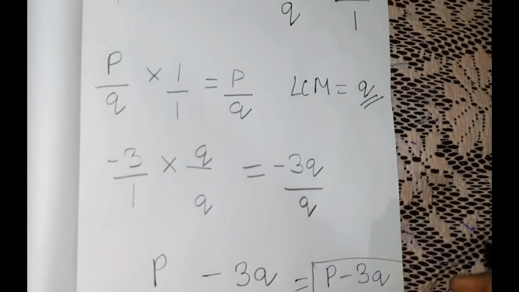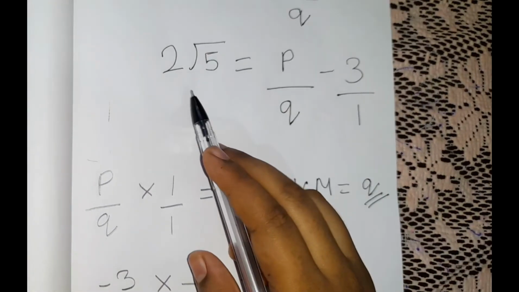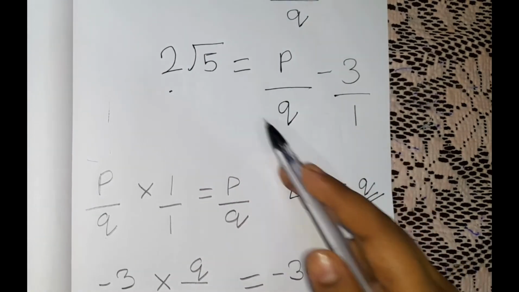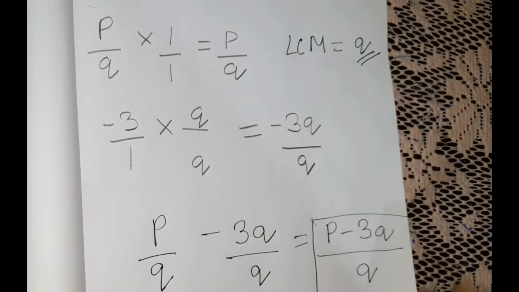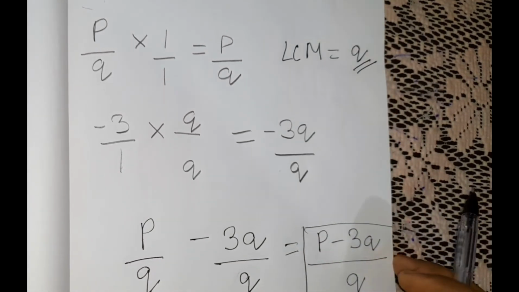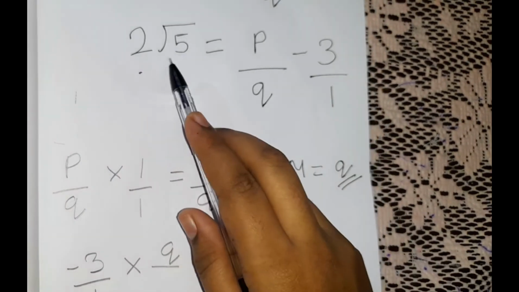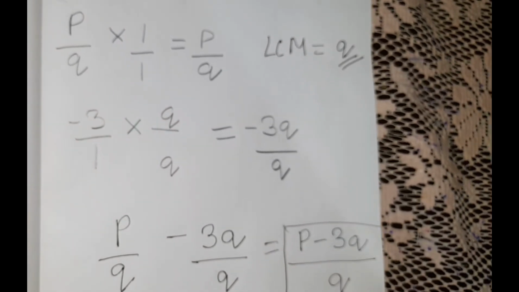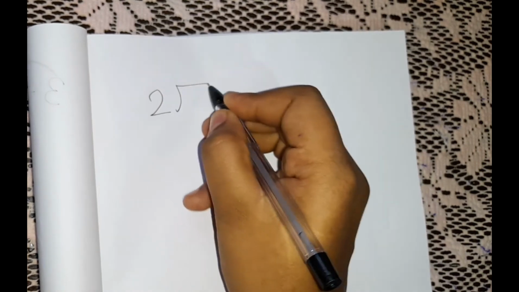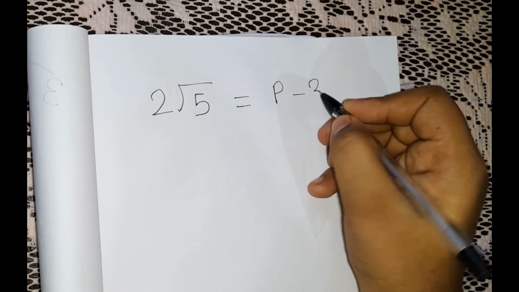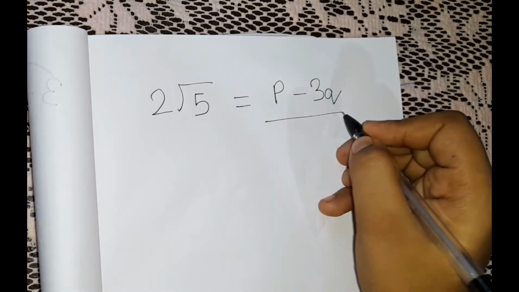So now what we are going to do is, we are going to write 2 root 5 is equal to, so we solved this one and finally we got the answer p minus 3q divided by q. So first we are going to write 2 root 5 is equal to, then p minus 3q divided by q.